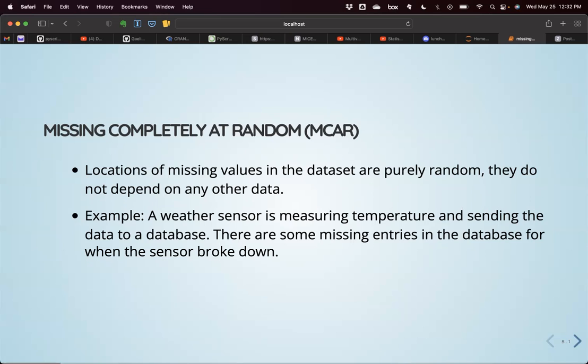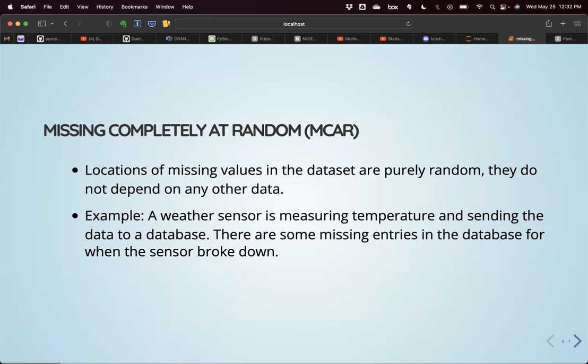The example here for missing completely at random is a weather sensor, and it's interesting because some of the examples that Anton and Mitchell gave were of equipment. So a weather sensor is measuring temperature and sending the data to a database. There are some missing entries in the database for when the sensor broke down. If that breakdown doesn't have a pattern by itself, we could assume that the missing reading from that sensor could be random.